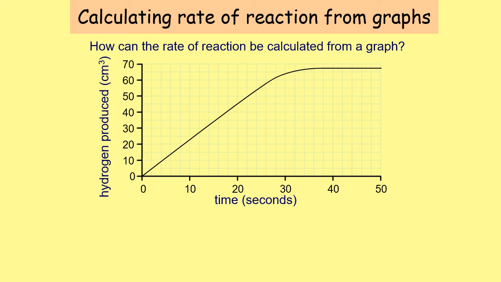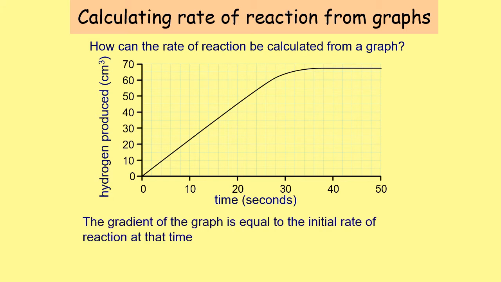So here we have a graph. How can the rate be calculated from a graph? Well, firstly, we would only ever calculate the rate of a reaction during the part of the graph where it is diagonal. So the first part of the graph where it's a straight line and it's going up. So the gradient, that means the steepness of the graph, is equal to the initial rate of reaction.